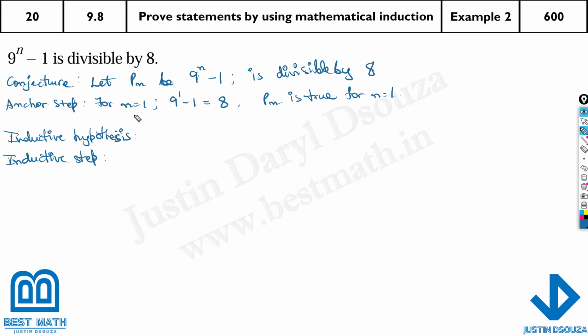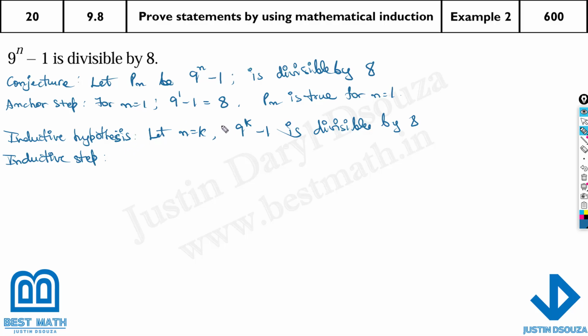Next, what is the inductive hypothesis? Now, instead of n, we will take our own integer. Let n equals k. Okay? And now, if we change this n to k, what happens? It'll be 9 to the power k minus 1. I'm just writing the same thing, the given question, but instead of n, I have k, is divisible by 8. I hope this much is clear. It's nothing much. And then the inductive step.